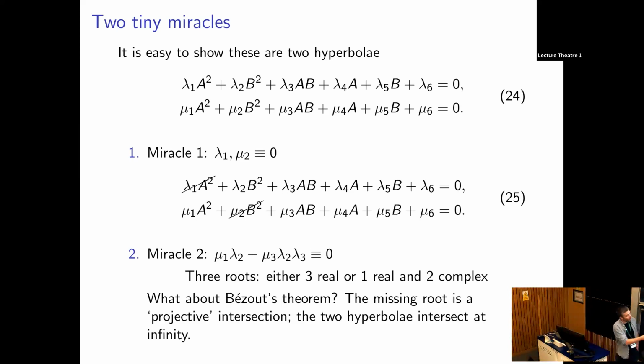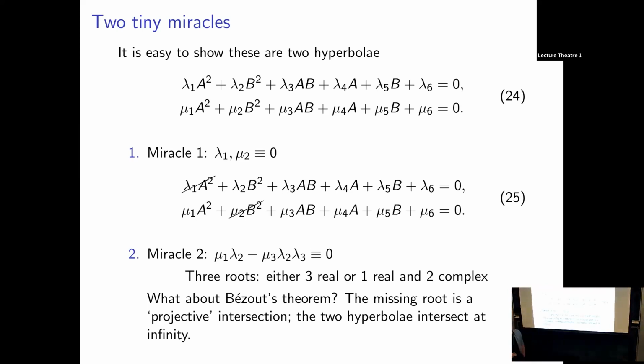Right, yeah, so what about Bezout's theorem? For those of you who really care about it, apparently the missing root is a projective intersection, whatever that is. The two hyperbolae intersect at infinity, but I'll leave that as an exercise.